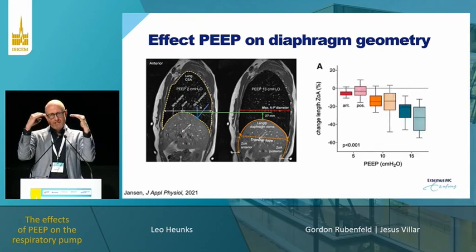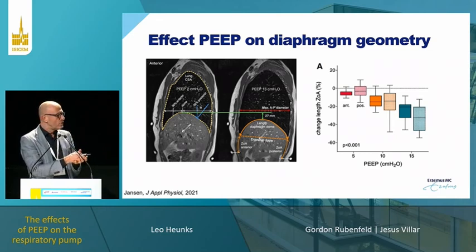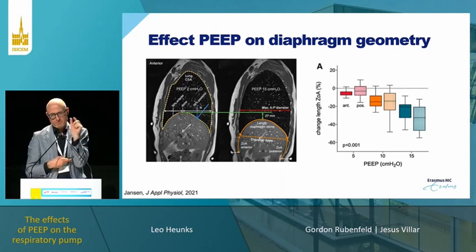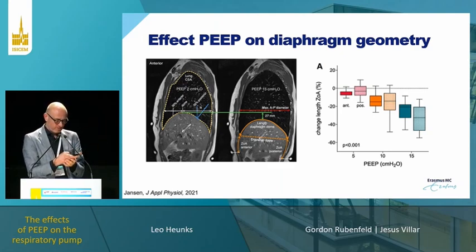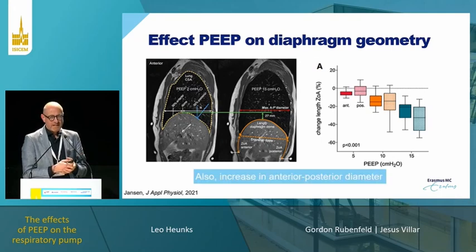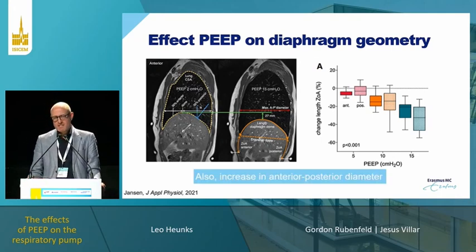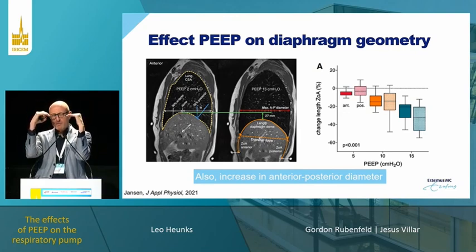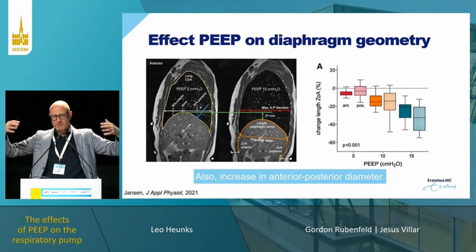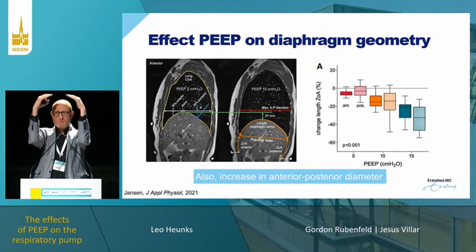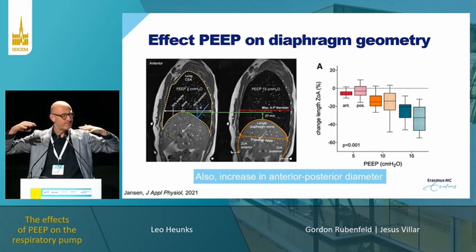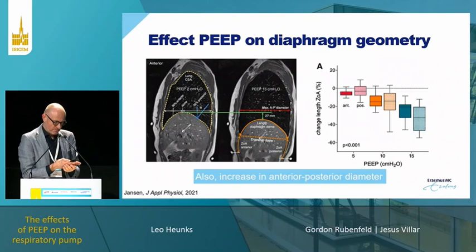The interesting thing is, if the top of the dome moves downward, the zone of apposition, the muscular part, becomes shorter, becomes thicker, and also shorter. In fact, it's not this simple at all. It's not like a moving downward cylinder. If you apply PEEP, there's an expansion of the thoracic cage. So what is actually happening is that the diaphragm becomes a widening cylinder, and that has important implications.